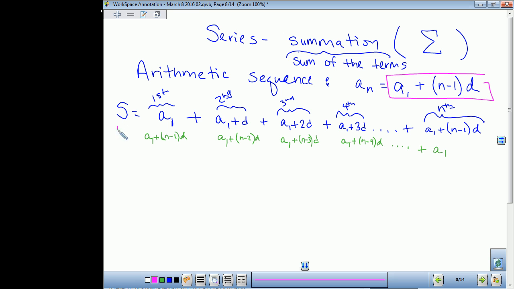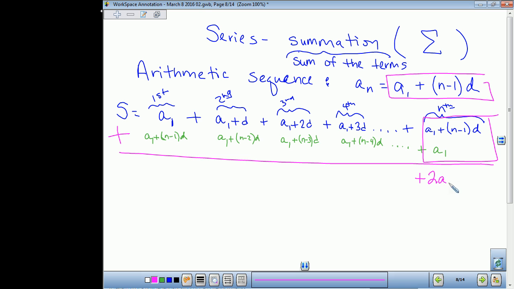So let's do it. Let's add these two together. So let's add the last one and the first one together. We have an a sub 1 and an a sub 1. How many a sub 1s is that? 2. 2 of them. Plus an n minus 1 times d. Do we get the same thing over here? An a sub 1 plus an a sub 1 is 2 a sub 1s plus an n minus 1 times d.